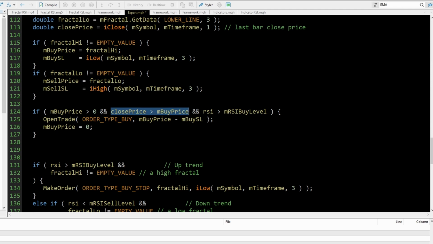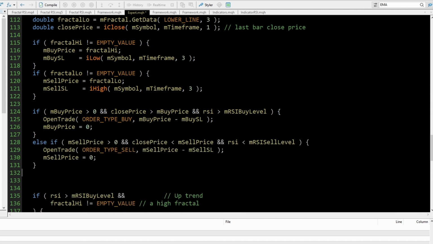So it was just as easy to keep storing the buy stop loss. Once I've called that open trade, I set the buy price to 0, and that prevents me from simply creating more and more trades every time it closes above that buy price. The sell is very similar. If the sell price is above 0 and we've closed below that sell price from the recent fractal and the RSI is less than the RSI sell level, so we're in a downtrend, then I call open trade for a type sell, sell price minus sell stop loss.